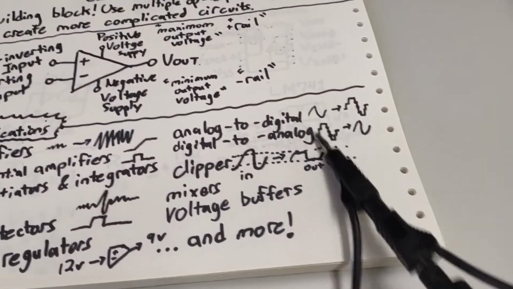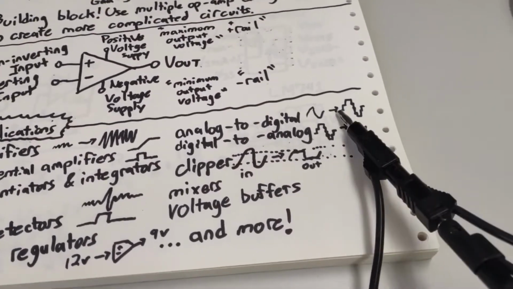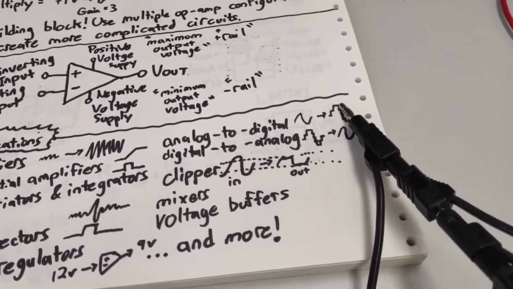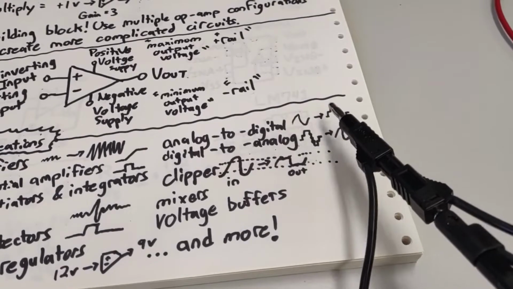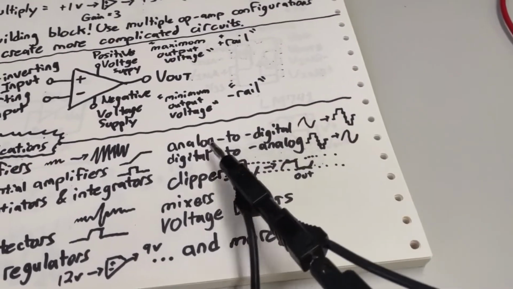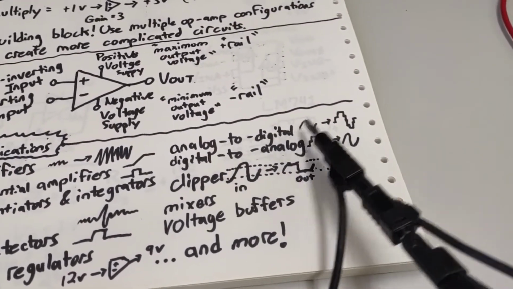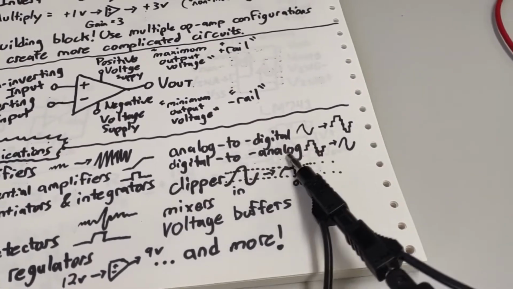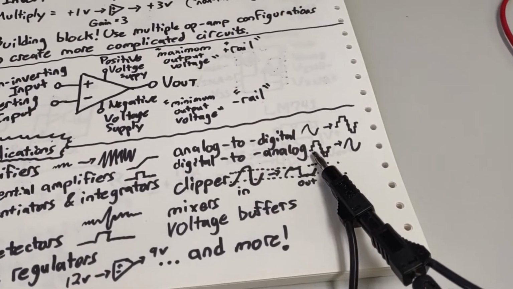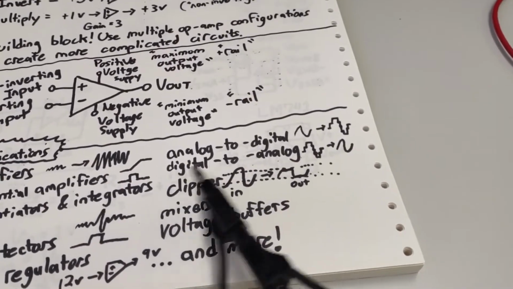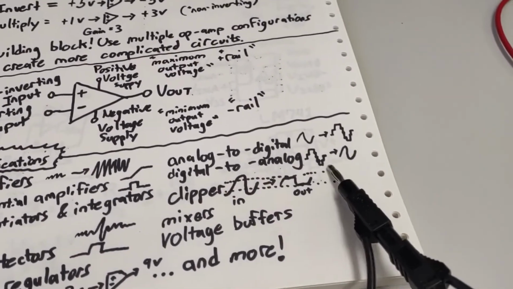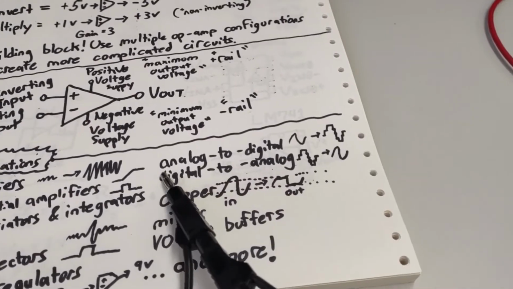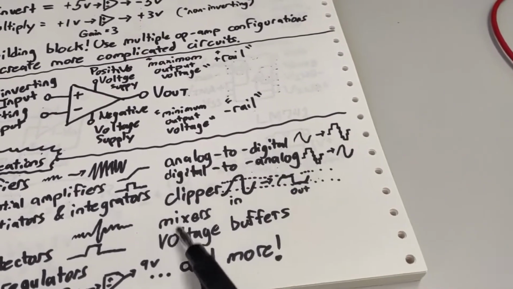Maybe I have some varying voltage here and I want to understand it and sample it into a digital computer, so I need an analog to digital converter. Or the opposite way, maybe I have a computer that has a digital representation of an analog signal and I want to recreate that voltage information on the output. So that would be a digital to analog converter as well.